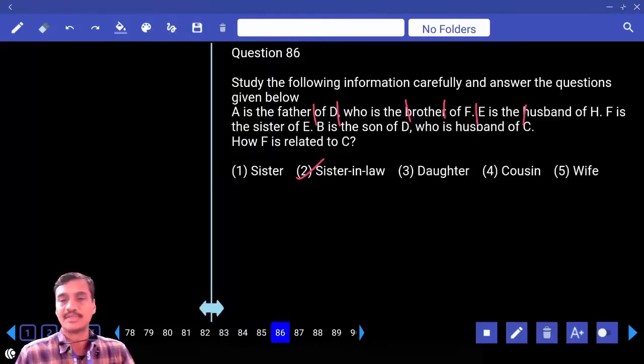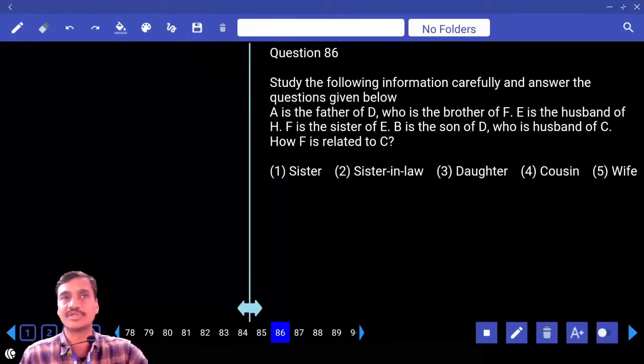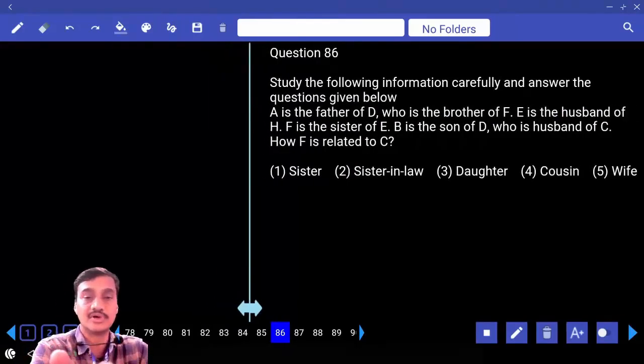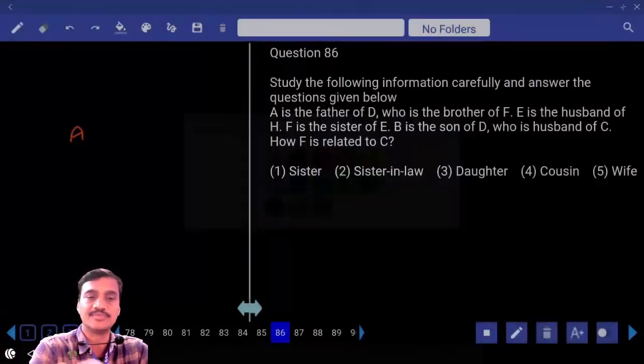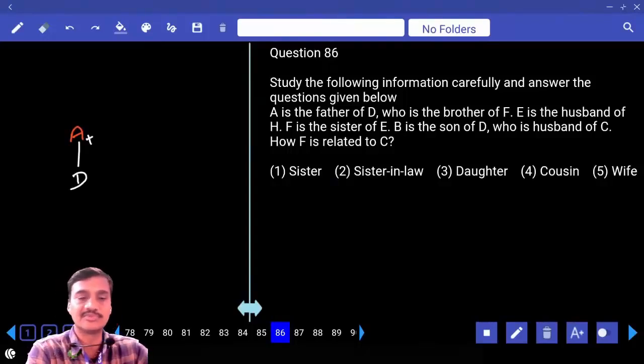Then 86. 86 onwards, it is based on blood relations. Now in this, A is the father of whom? A is the father of D. How to represent this one? A, male, is the father of whom? A is the father of D. And next one, D is the brother of F.